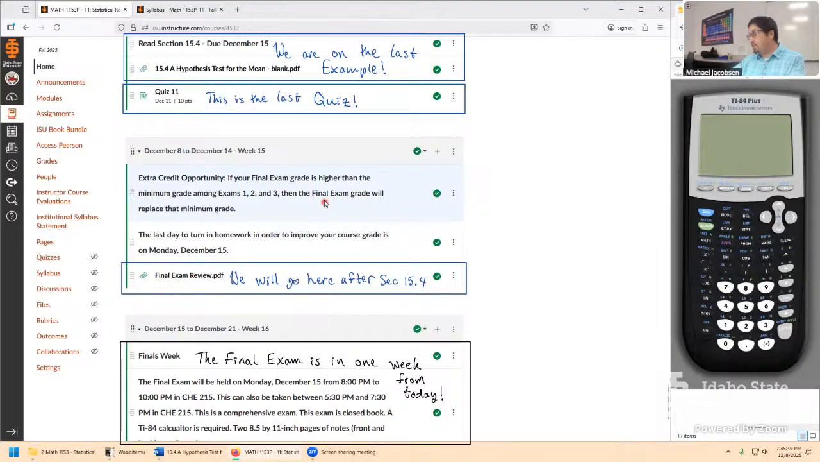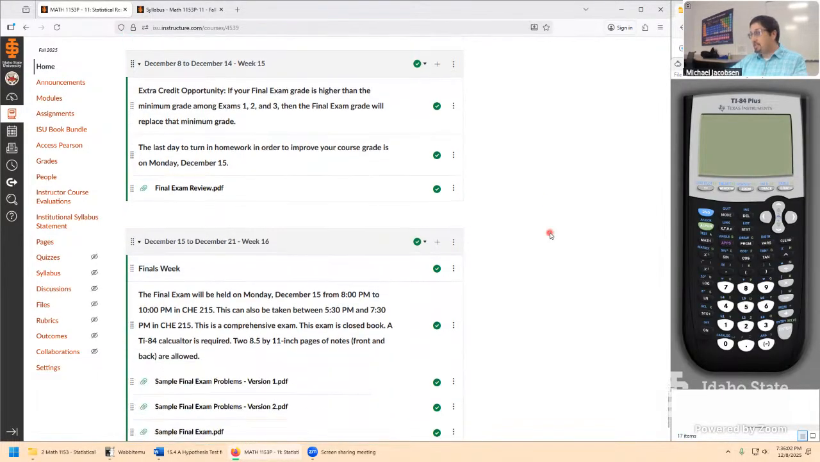And if it does get curved, in this extra credit opportunity, it's the curved grade that replaces the minimum, since that just sounds like the fair thing to do in that case. But that's pretty much it for the extra credit opportunities.